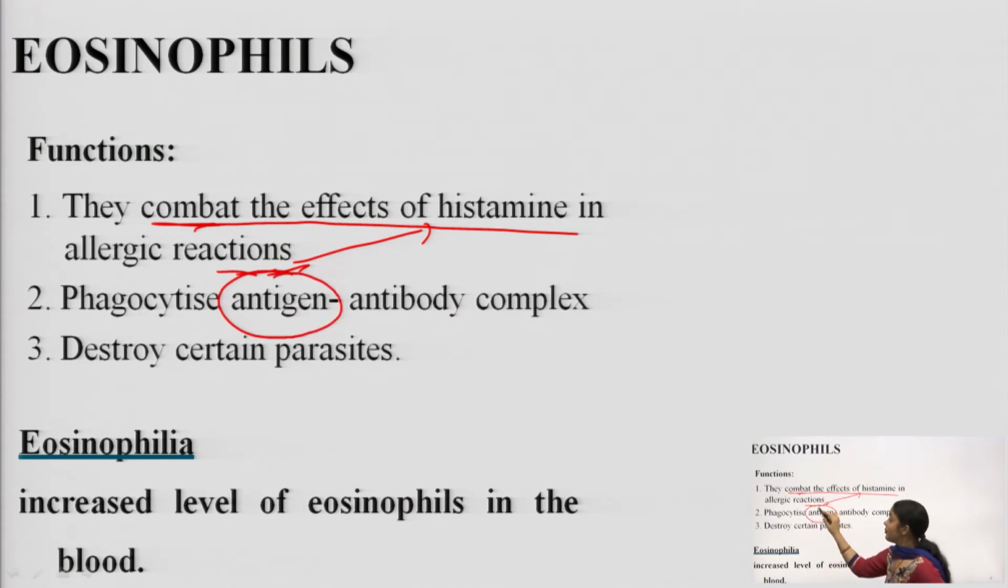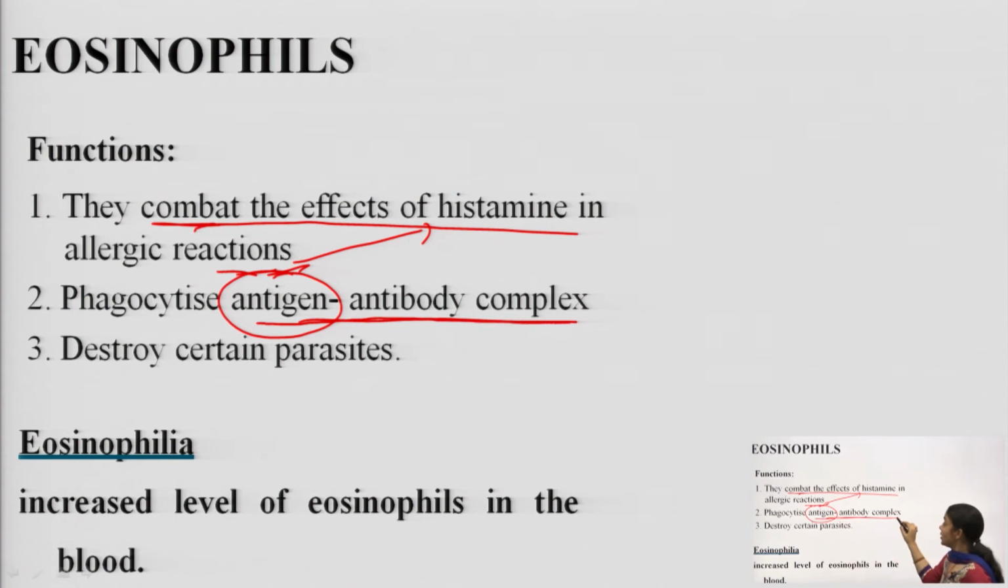The antigen is a foreign particle which enters your body. Your body produces antibody against that antigen and forms an antigen antibody complex. This antigen antibody complex is phagocytized by the eosinophils and they also destroy certain parasites.